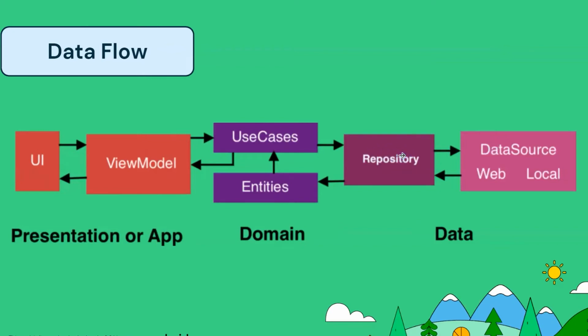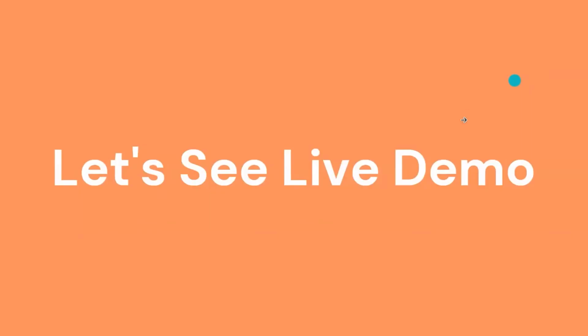The repository interacts with the data sources and gets the required results, and then it is sent back to the repository, and then finally goes to the entities, and then the view model, and then it updates the UI. Yes, you searched for shoes, and now you got the whole list of shoes. So in this way this works. This is the presentation layer, this is the domain layer, and this is the data layer. So that's all for clean architecture. Hope you guys have understood something.